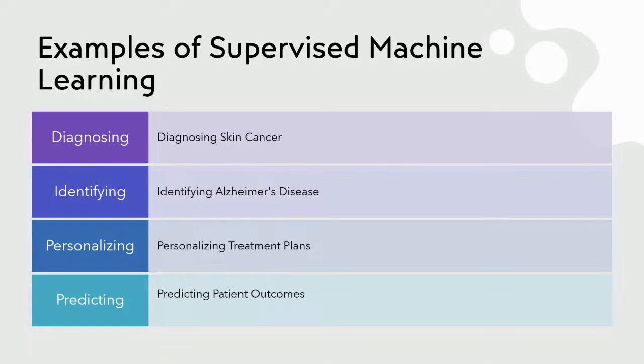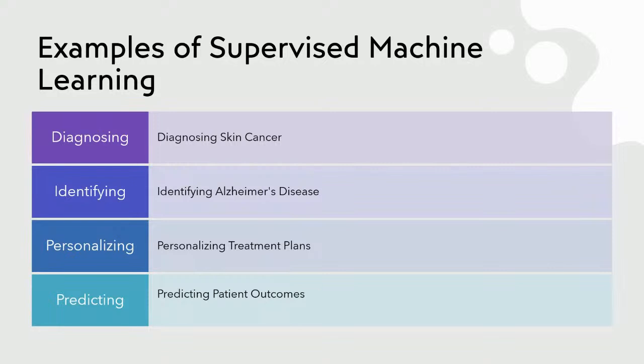These algorithms can be trained to analyze large amounts of patient data to identify patterns in disease and predict which treatments will be most effective for individual patients. This can help healthcare providers personalize treatment plans for each patient, leading to better outcomes and reduced healthcare costs.